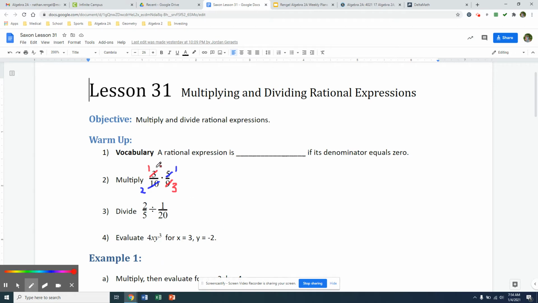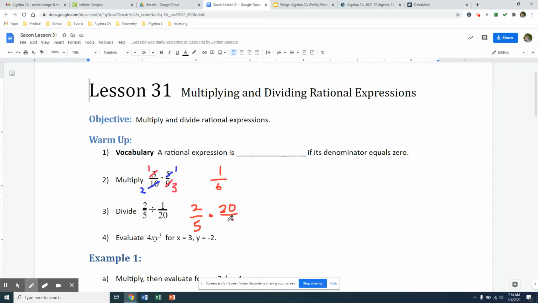And now we are ready to multiply across. 1 times 1 is 1. 2 times 3 is 6. So that ends up being 1/6. Now to divide fractions, you don't actually divide at all. You multiply by the reciprocal.